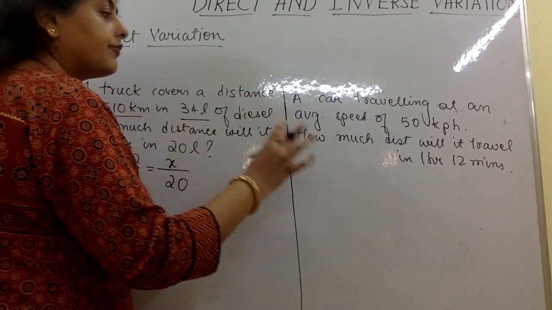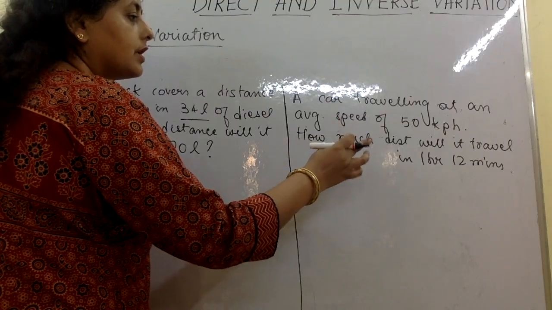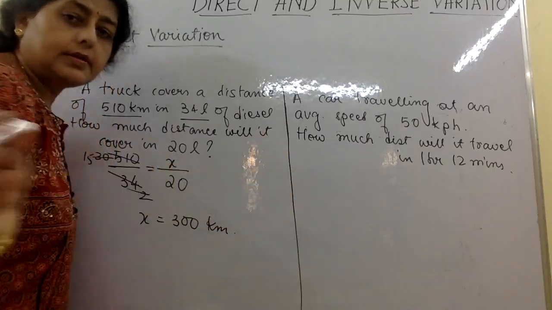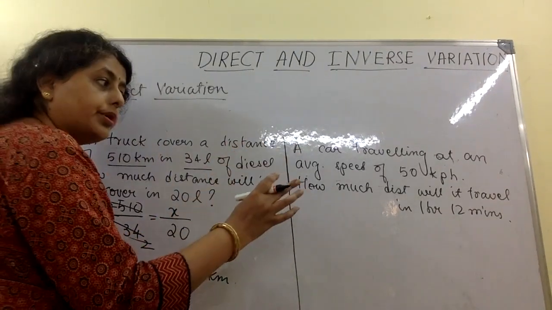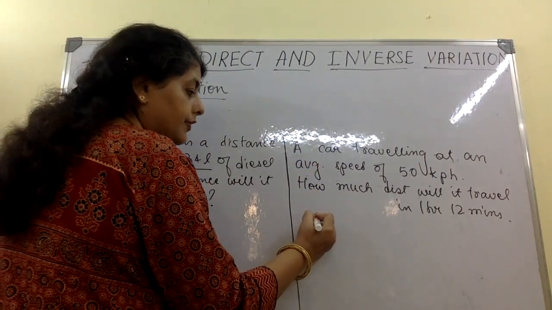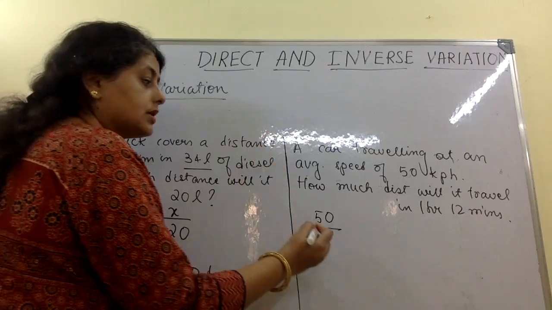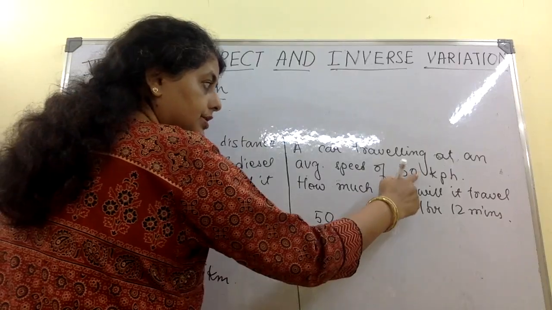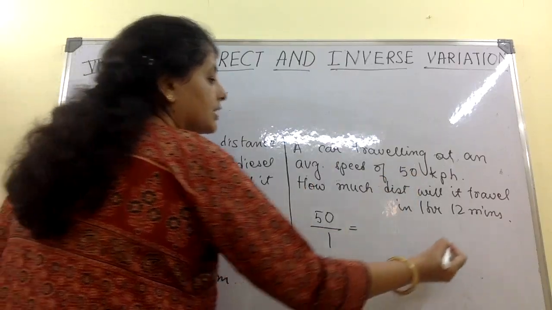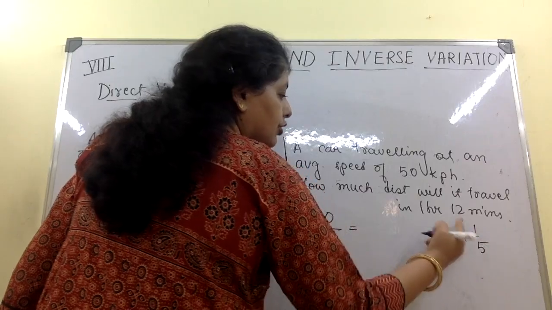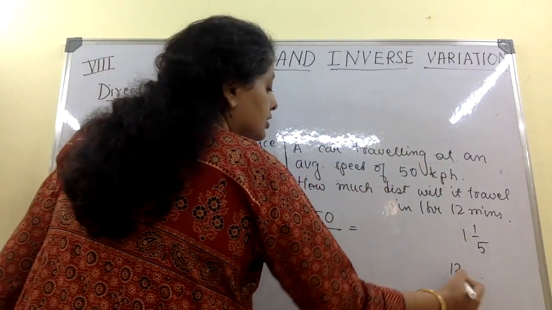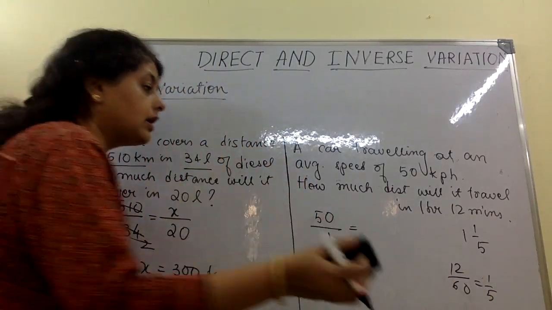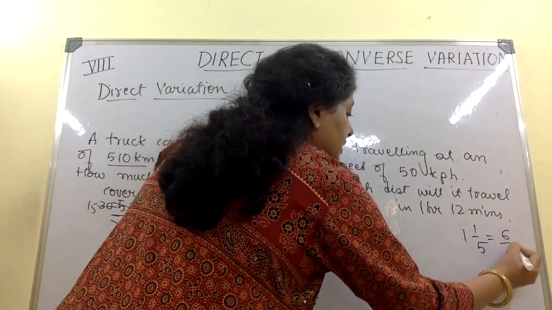A car is traveling at 50 kilometers per hour. How much distance will it travel in 1 hour 12 minutes? We can do this sum in minutes also, but we will keep it in hours only. It is going 50 kilometers in only 1 hour, because this is what it is saying. Okay, 1 hour 12 minutes. 12 minutes means, if you can't find it, you do 12 by 60. That is 1/5. So 1 and 1/5 of an hour, which is equal to 6 by 5.